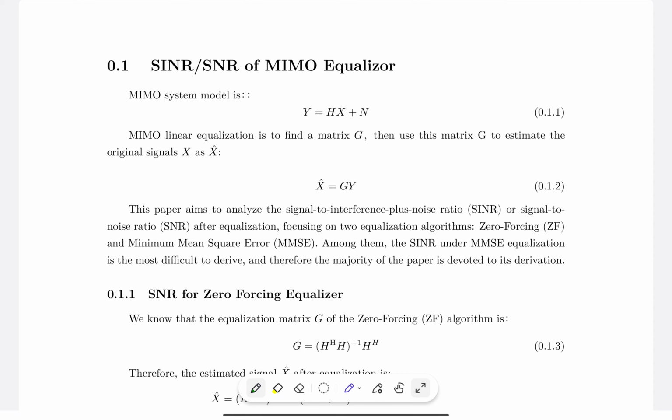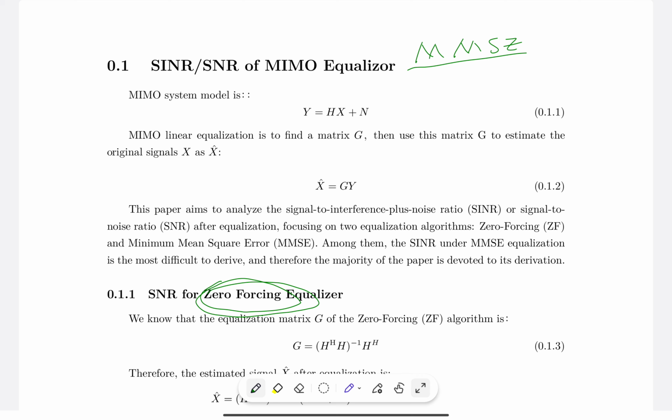Hello. In this video, we will introduce the SNR after the MIMO equalization. We will focus on the linear MIMO equalizer. We will discuss two equalizers. One is zero forcing. The other one is the MMSE equalizer. Both are linear MIMO equalizers. MMSE means minimal mean square error.